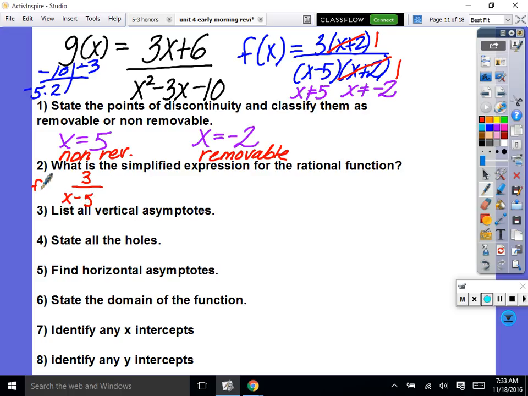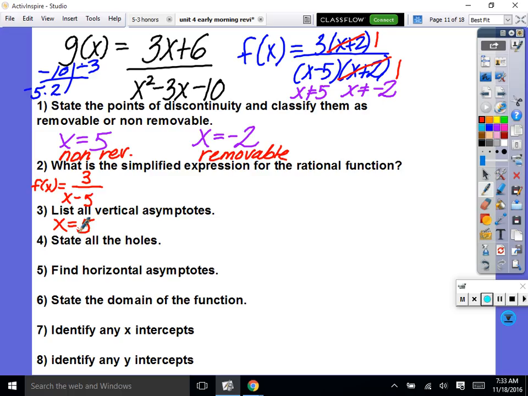And let's write it correctly. So f of x is equal to that. List all the vertical asymptotes. Vertical asymptotes are the ones that don't divide out, right? So 5. You have to write x equals 5. If you just write 5, I have to mark it wrong. Well, I have to mark it half wrong, so you didn't write it correctly.